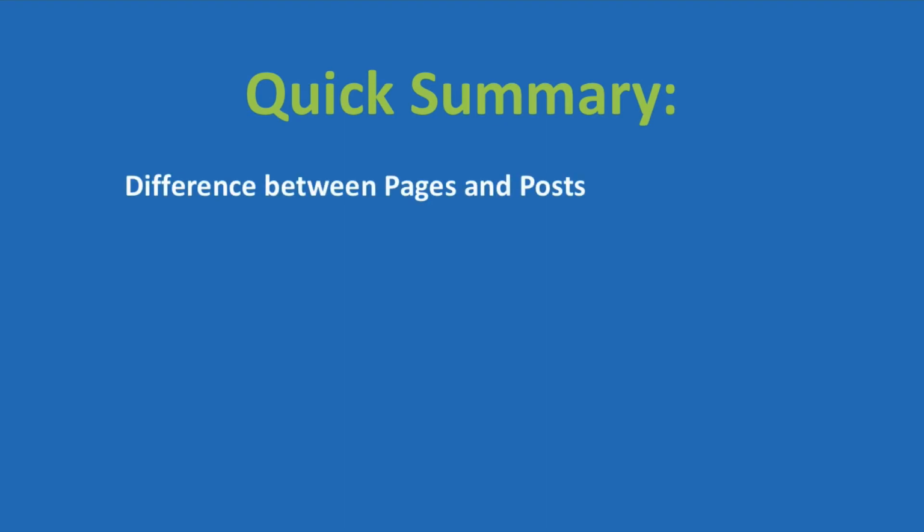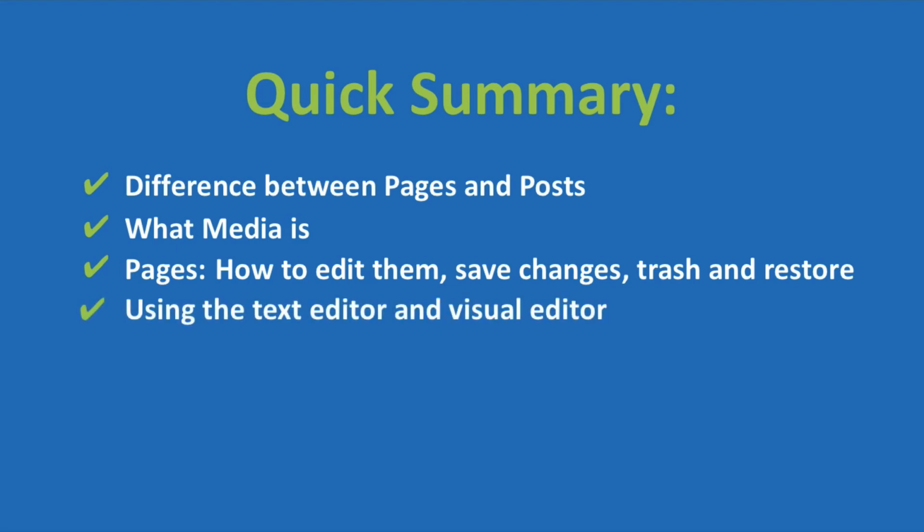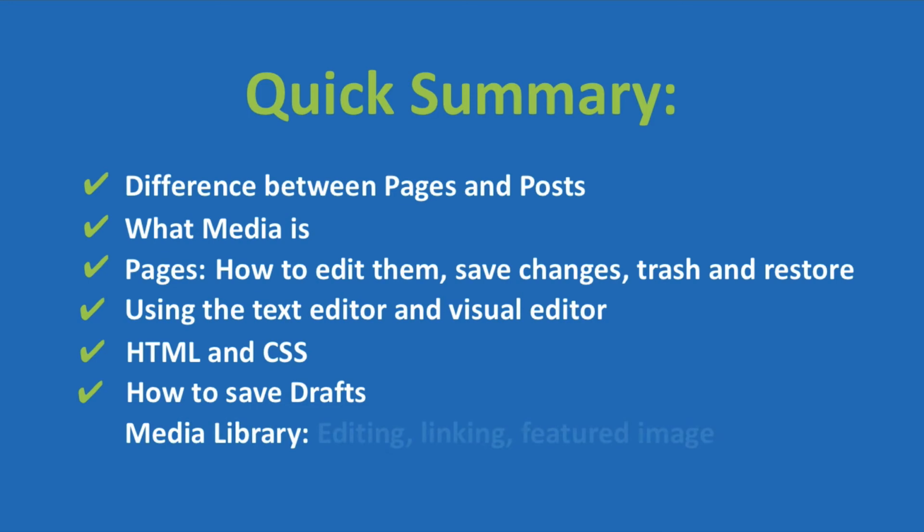We started off with the difference between pages and posts, talked about what media is in the WordPress context, and then jumped into pages, specifically how to edit them, save changes, trash, and restore them. For editing pages and posts, we discussed using the text editor and the visual editor, talked a little bit about HTML and CSS, and how to save drafts that aren't ready for the web yet. We jumped into your media library and did some editing and linking of that media, including putting a feature image in your posts and more.